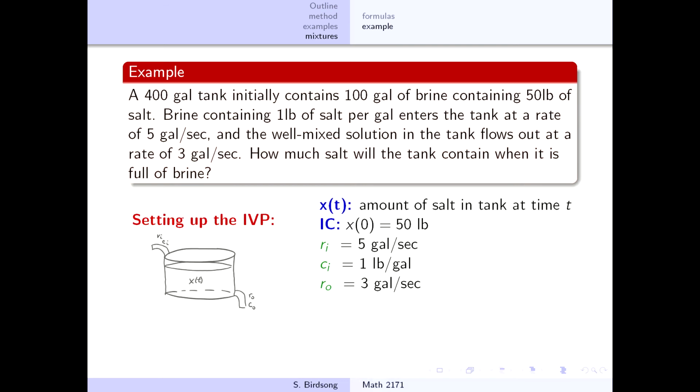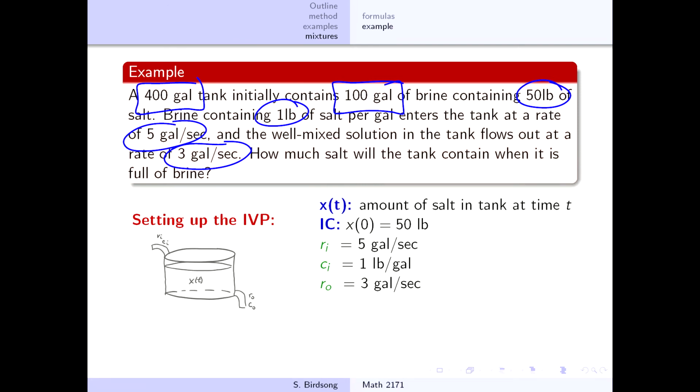Now, notice we've dealt with this 1 pound of salt. We've got the 5 gallons per second, 3 gallons per second, 50 pounds. So the only thing that we haven't dealt with in terms of numbers are these square guys, the 50 gallons and the 100 gallons. Notice both of them deal with volume in the tank.